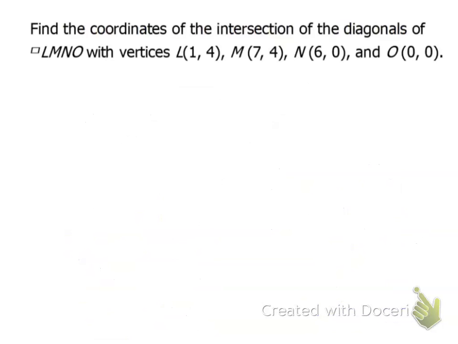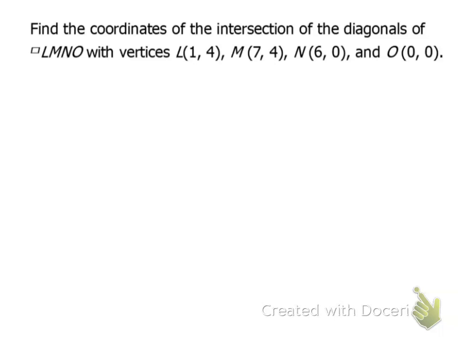What do we got? Find the coordinates of the intersection of the diagonals of parallelogram LMNO with vertices there. So those are our vertices. We need to find the coordinates of the intersection. So what do you know about the intersection of the diagonals? If you remember a minute ago, we said that the diagonals bisect each other. So they cut each other in half. What that means is where they intersect, that is the midpoint of both diagonals. So all we have to do is use the midpoint formula to solve this. We do need to make sure that we do the right ones. We want to find the midpoint of diagonals, not of sides.